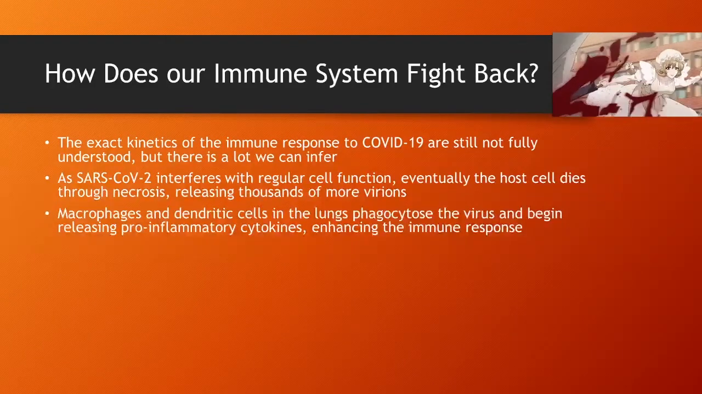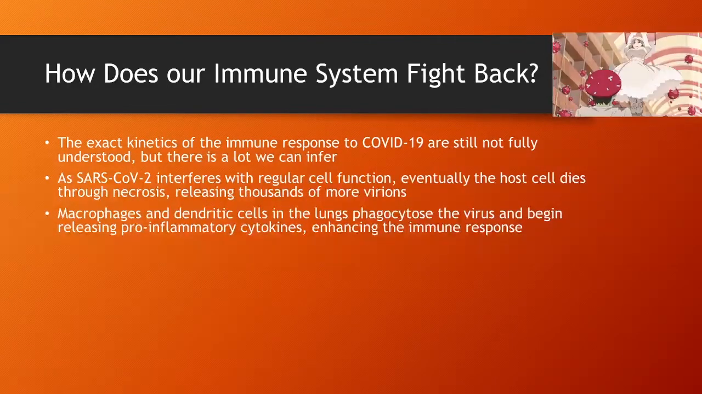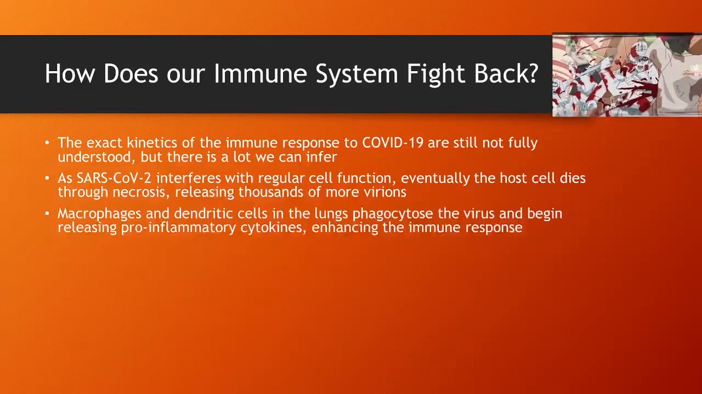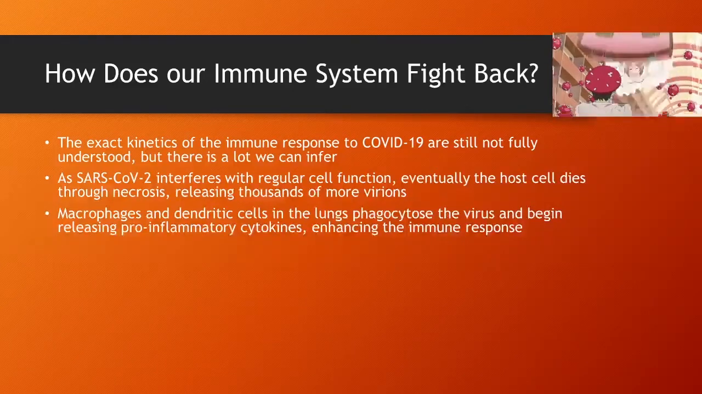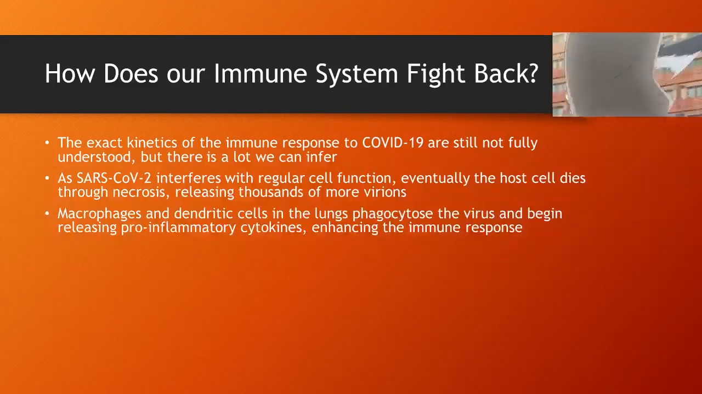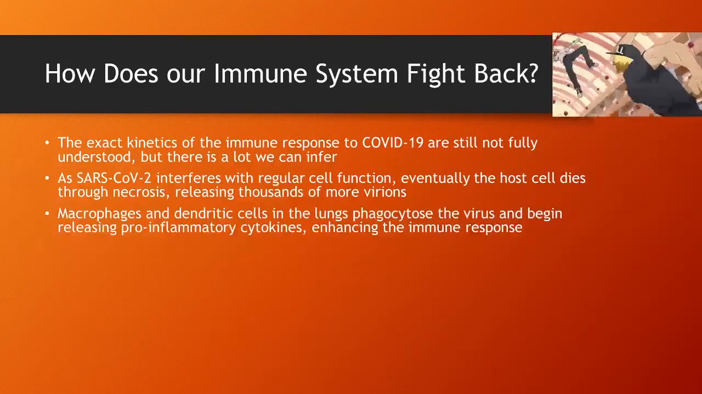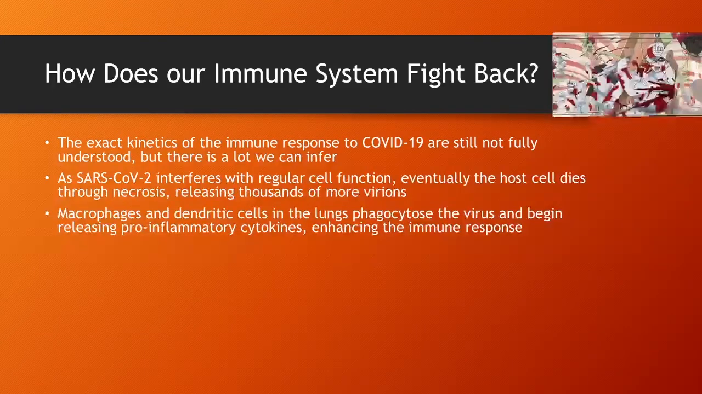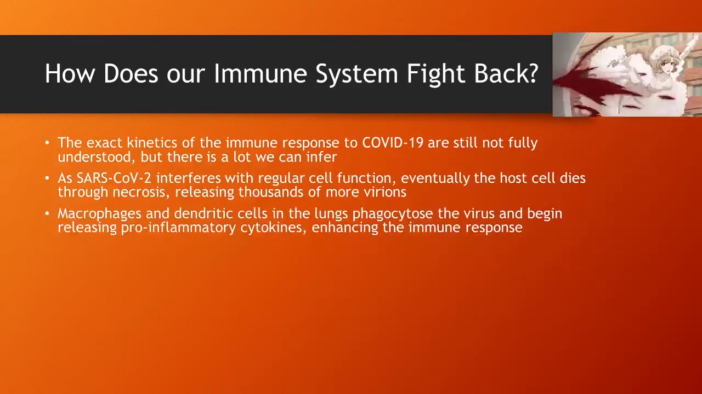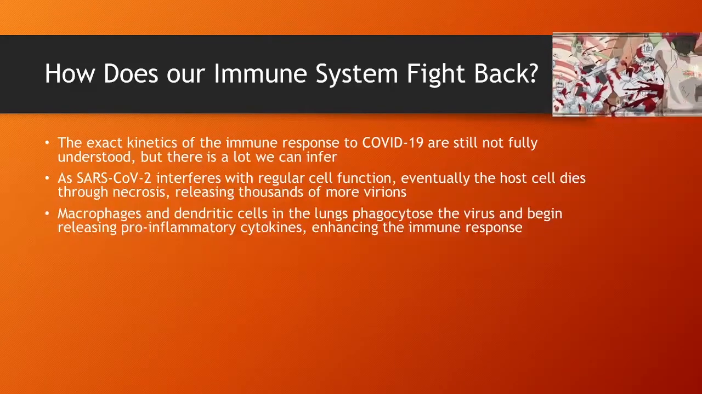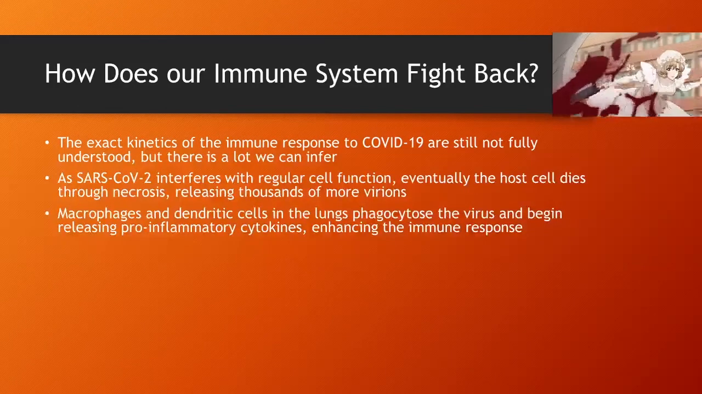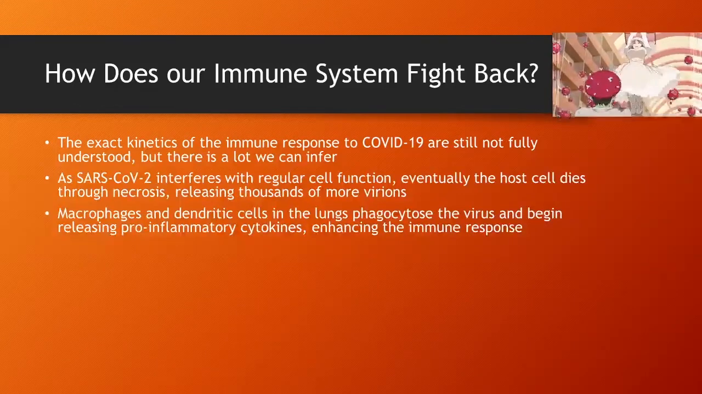Now, macrophages and dendritic cells, which are part of your immune system, and those that are in the lungs will phagocytose, so essentially they will eat the virus and begin releasing pro-inflammatory cytokines, enhancing the immune response. So this is a very, very important part of our immune system, signaling our more specialized cells to actually come in and fully destroy the virus.